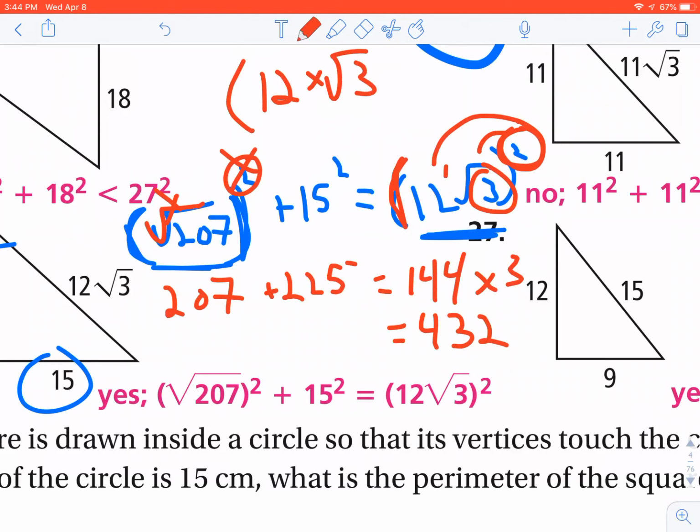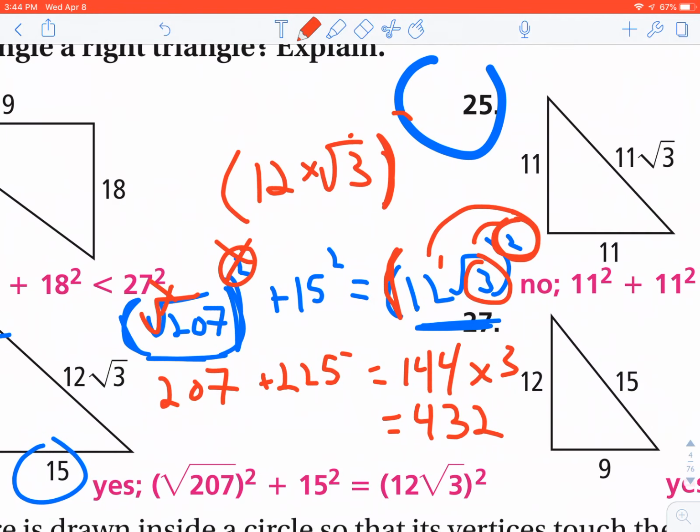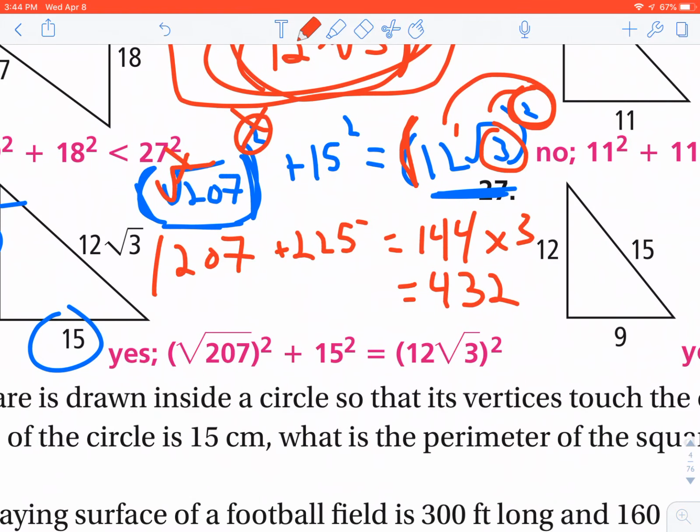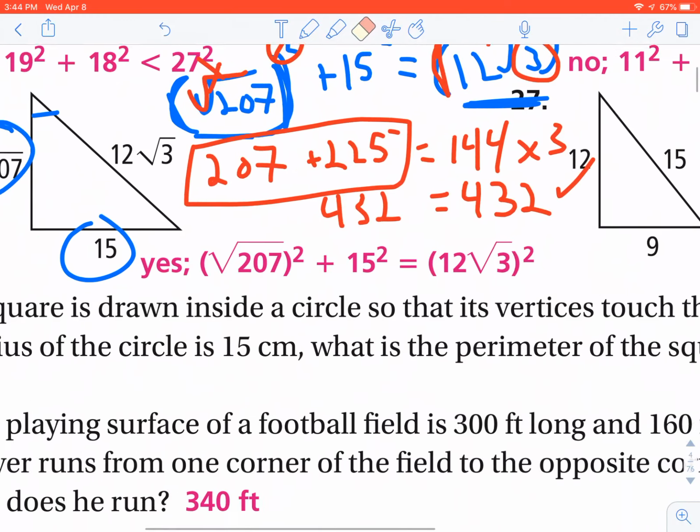Make sure your cursor comes outside of being under the radical. Close the parentheses, and then hit squared. Your calculator will give you exactly the 432 that you need if you type it in exactly like I told you. Now, when I add 207 and 225, I do get 432. So I got a true statement. Therefore, that triangle is a right triangle. Moving on to number 28.